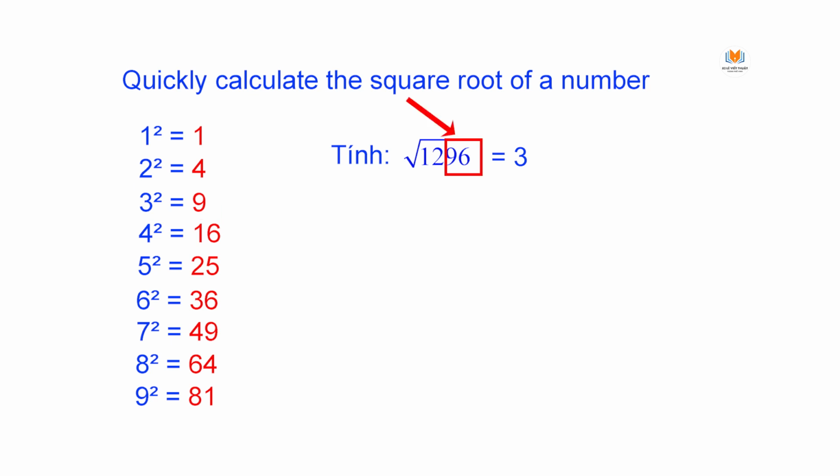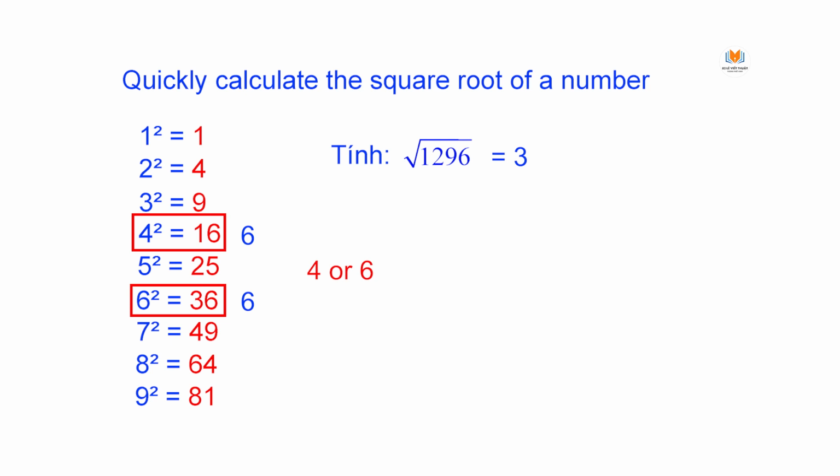Considering the number 96, we see that there are two numbers whose square ends in 6. It is 4 because 4 squared is 16, and 6 because 6 squared is 36. So should we choose 4 or 6?